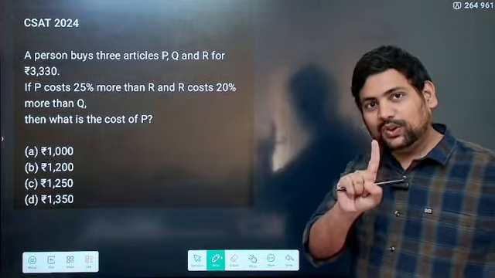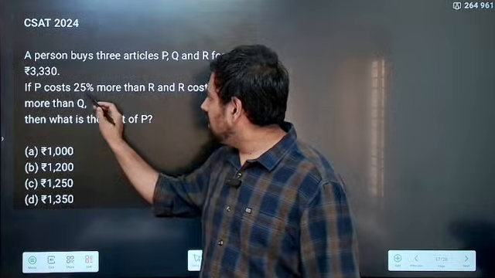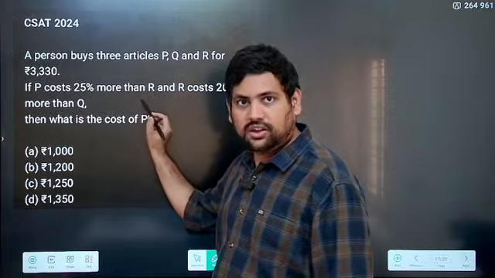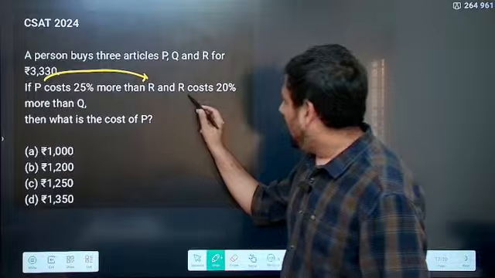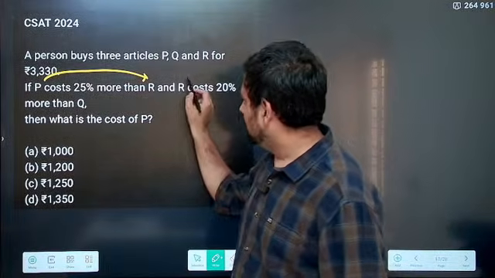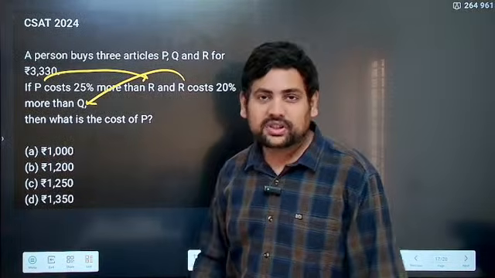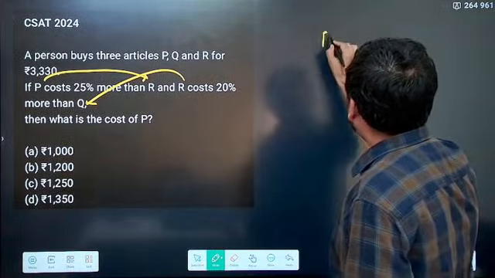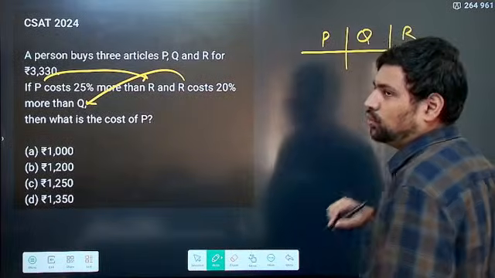First thing, what do we do? We find the independent variable. Which is independent? P costs 25% more than R, so P is dependent on R, correct? And then R costs 20% more than Q, so R is dependent on Q. What is independent? Q is independent. So you can assign values, or you can keep the same variable for Q.